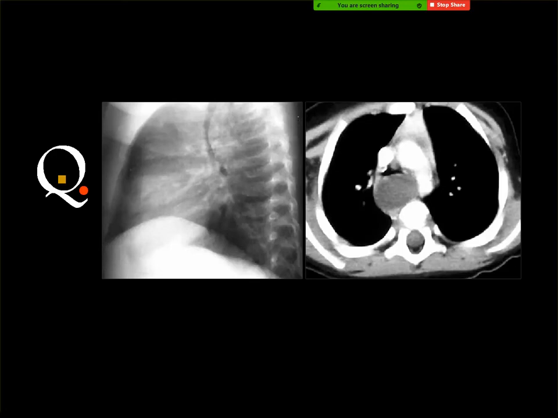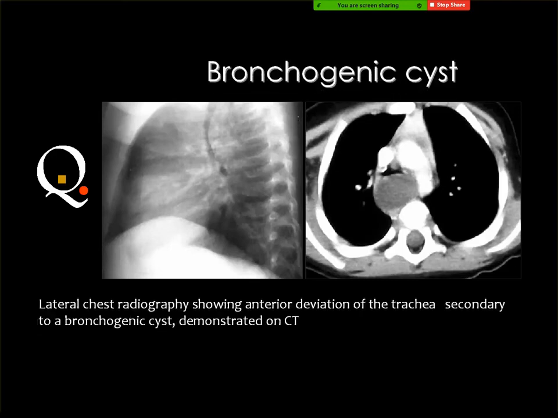Bronchial cyst. Bronchogenic cyst, yes, and this is a cystic lesion near the site of the carina, and it is typical location and typical appearance.